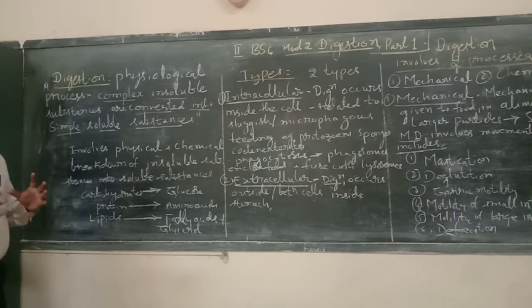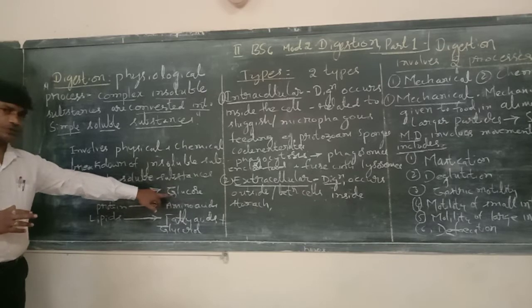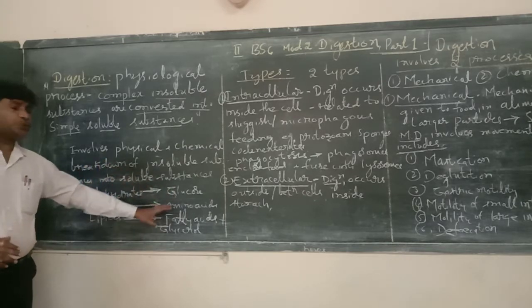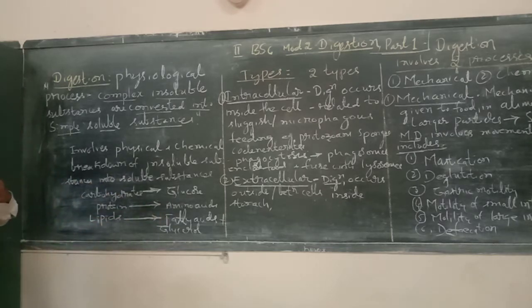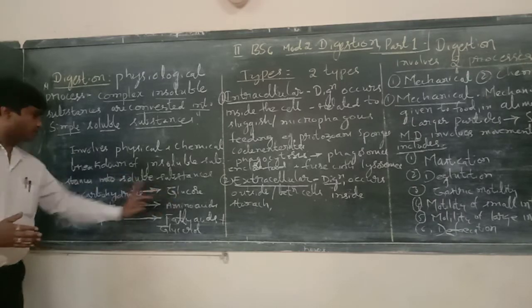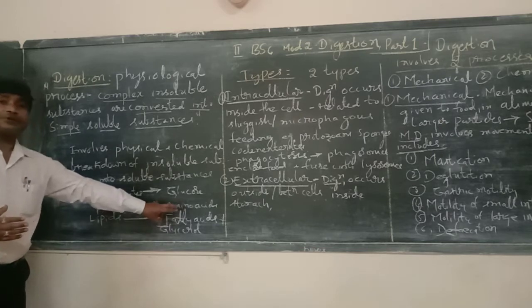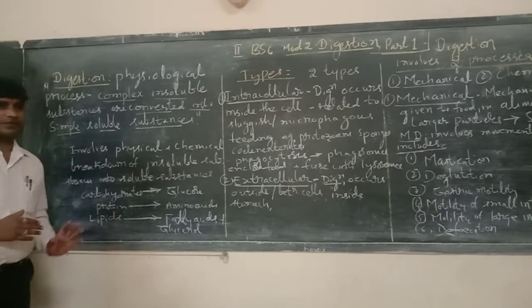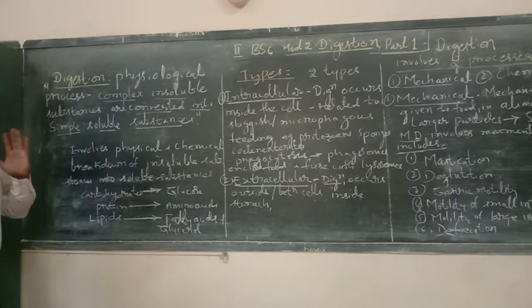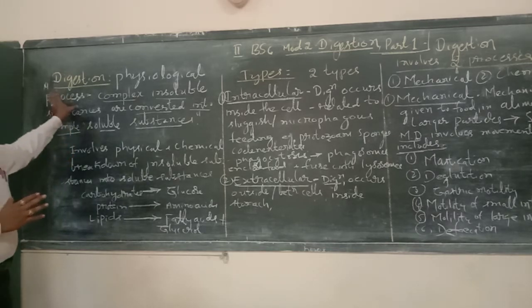Generally, the main nutrients are converted into simple ones. Carbohydrates are converted into glucose, proteins are converted into amino acids, and lipids are converted into fatty acids as well as triglycerides. These are the main nutrients, converted to the next form. This is how the complex forms of substances are converted into simple forms, and that is called digestion.